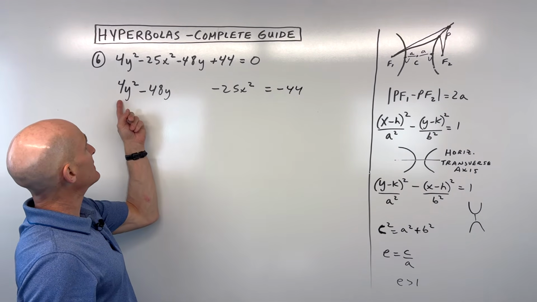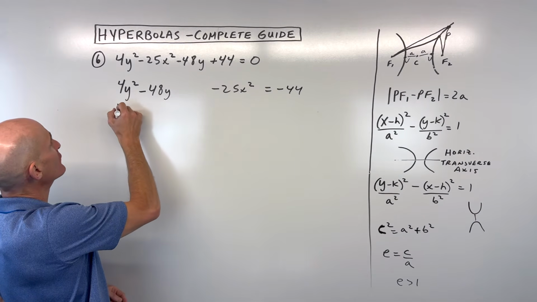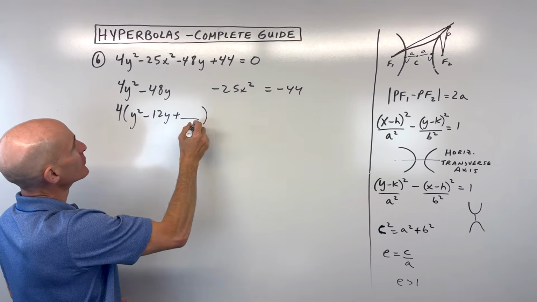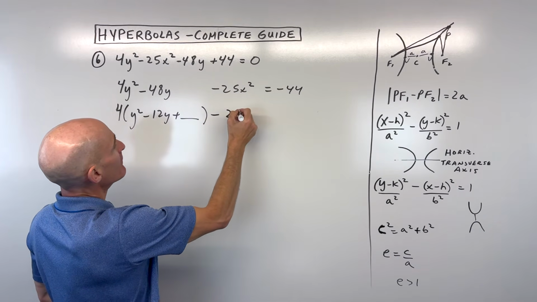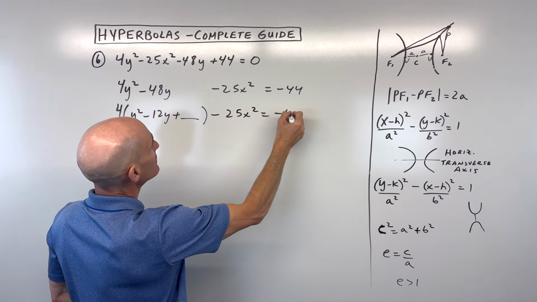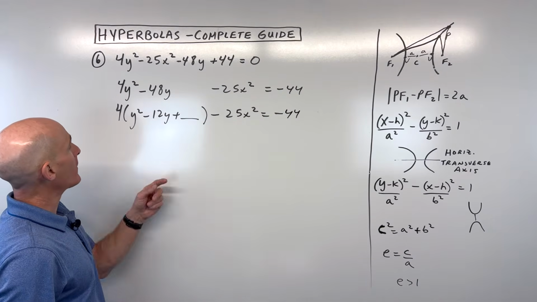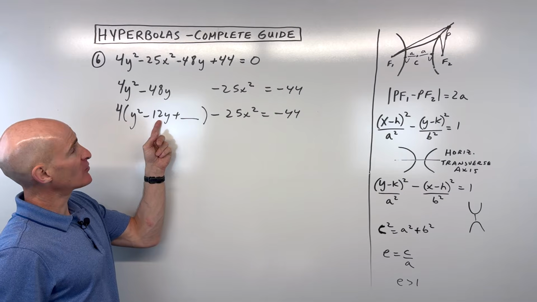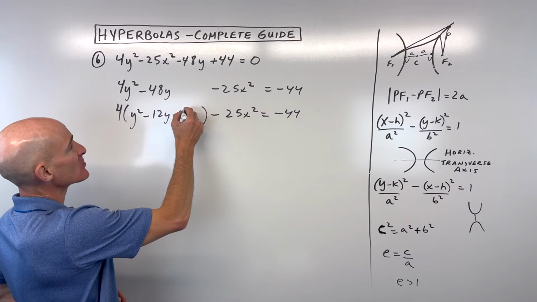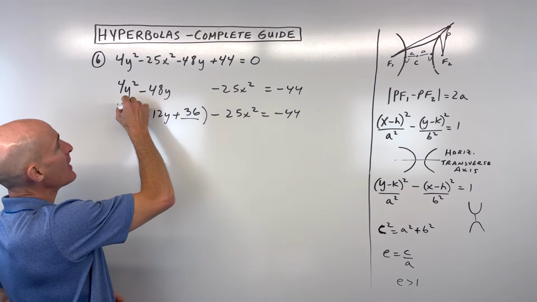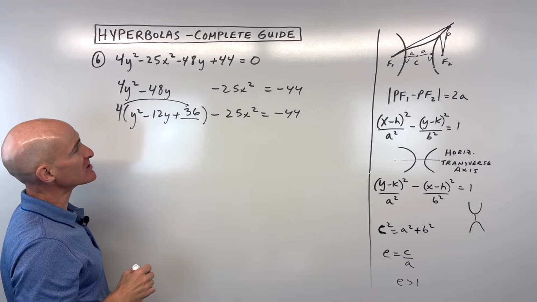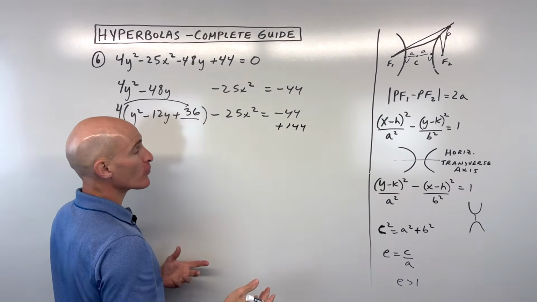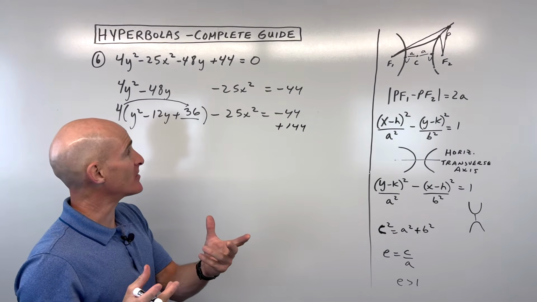Then we factor out the leading coefficient here. So this would be 4 times (y squared minus 12y), leaving a little room for completing the square, minus 25x squared equals negative 44. To complete the square, we take half of b and we square it. So half of negative 12 is negative 6. Negative 6 squared is positive 36. But it's actually 4 times 36, which is 144. So we have to add that 144 to the other side of the equation to keep it balanced, right?